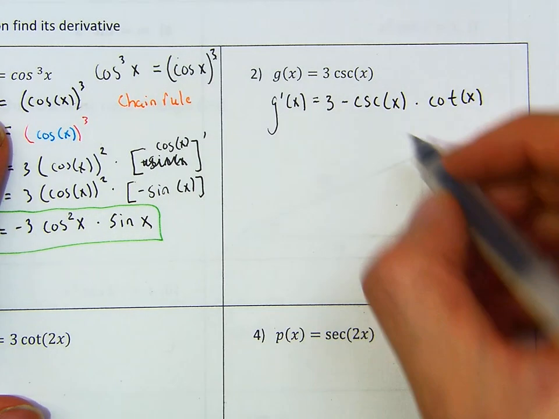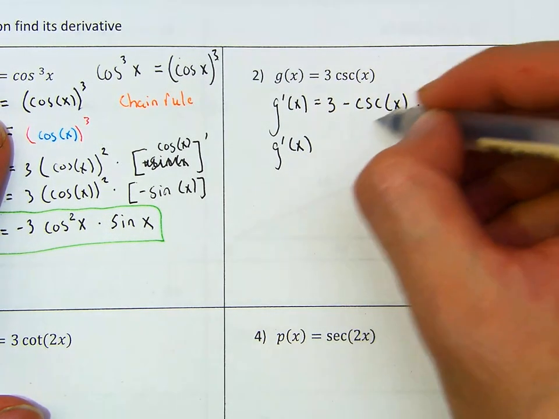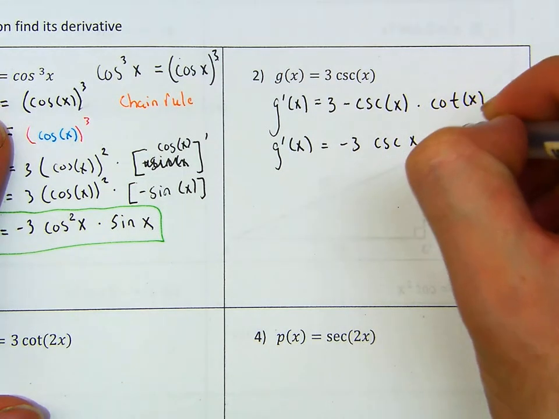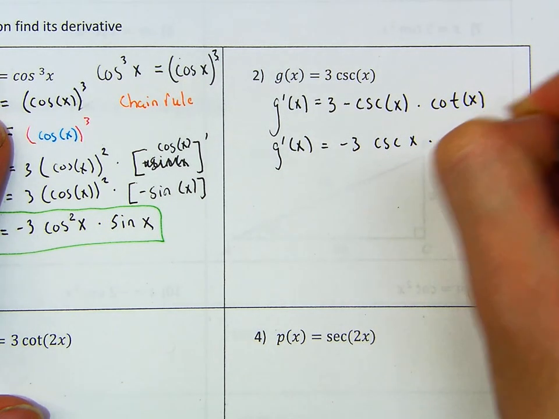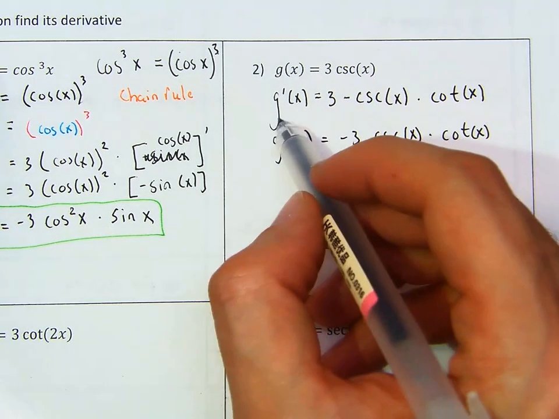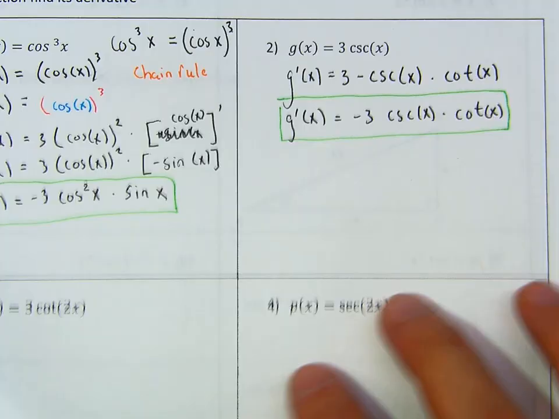And that's the answer. So it's just, actually, I'm sorry. You do want to have it like this, because you want to have it as negative 3 cosecant x times cotangent x, right? Now that looks much better, and let's underline it with our green box over here, right? Okay, let's look at the next one.